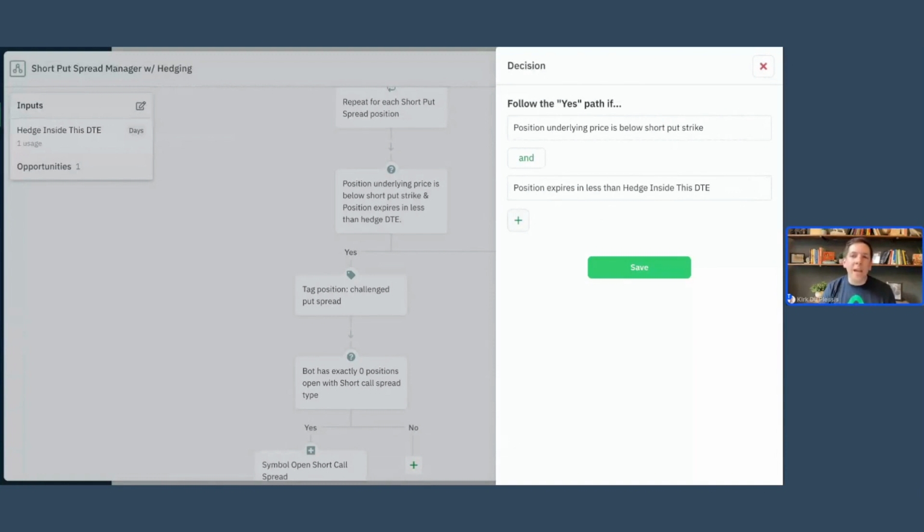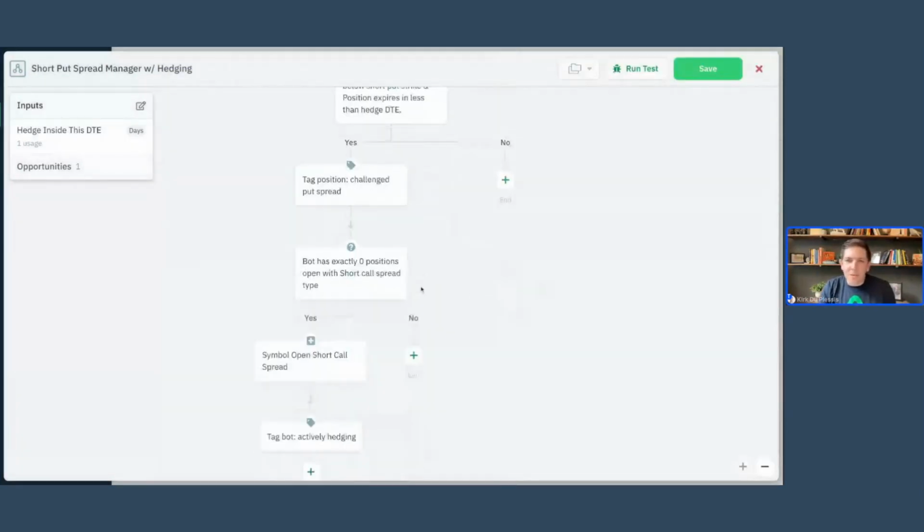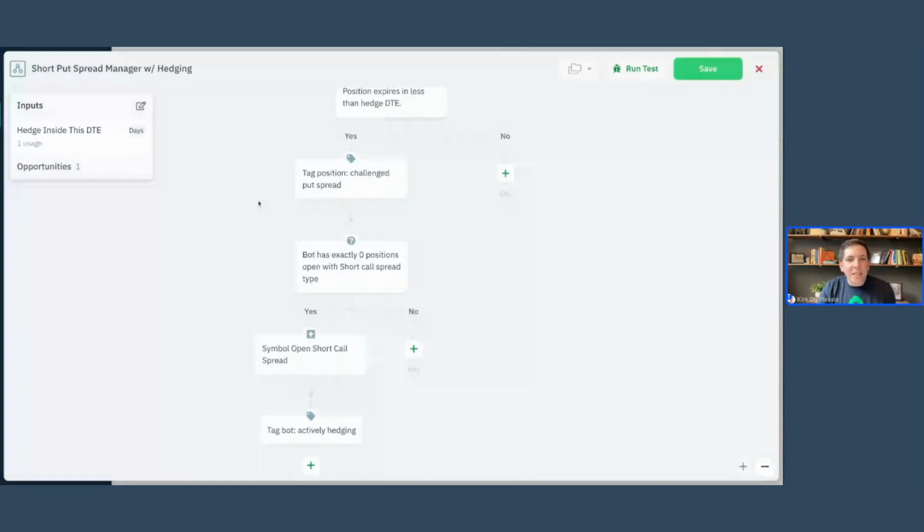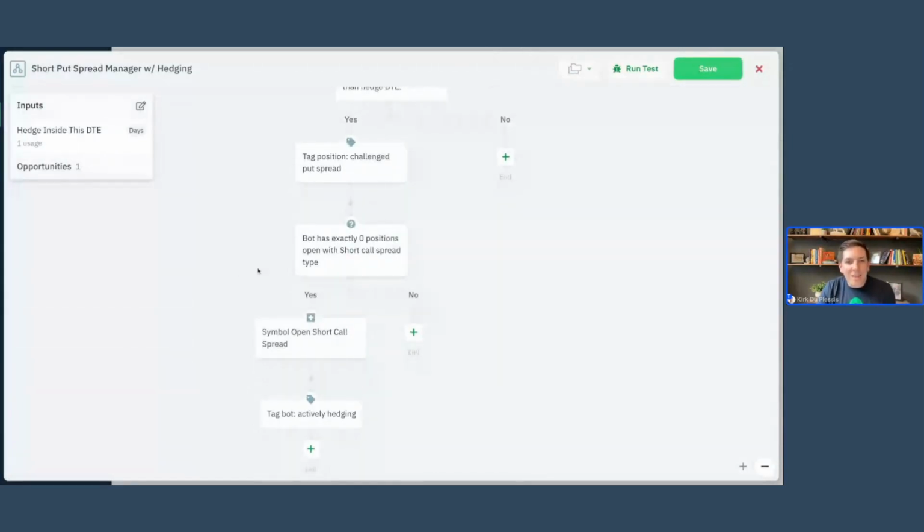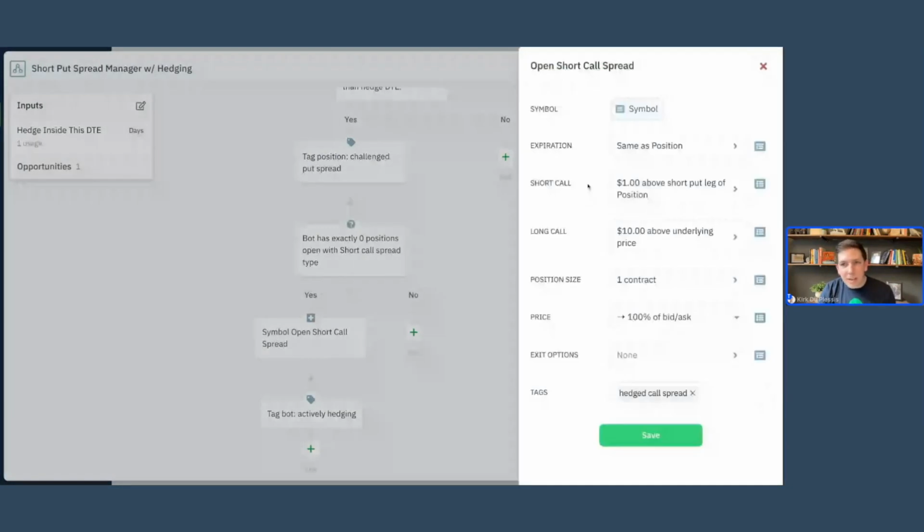And the position expires in less than the number of days that I set. Maybe you don't want to hedge the position until you're inside 10 days or 5 days or whatever. But if those are true, tag the position, because I like to tag the position so I know what's going on. Check and see if the bot already has a short call spread. Maybe it's already hedging, so there's no need to hedge it again. And if not, open a short call spread for the same expiration with the short call leg $1 above the short put leg and the long call leg $10 above.